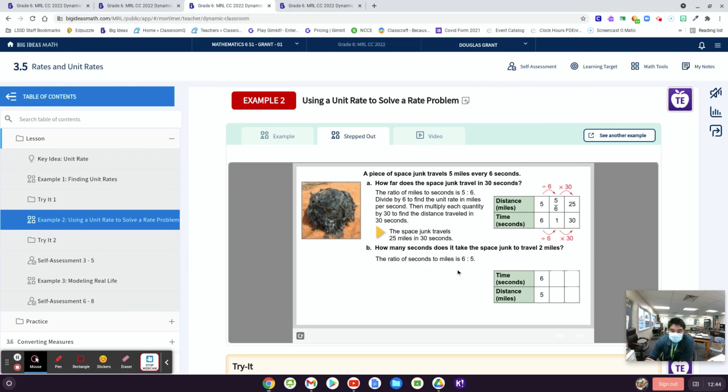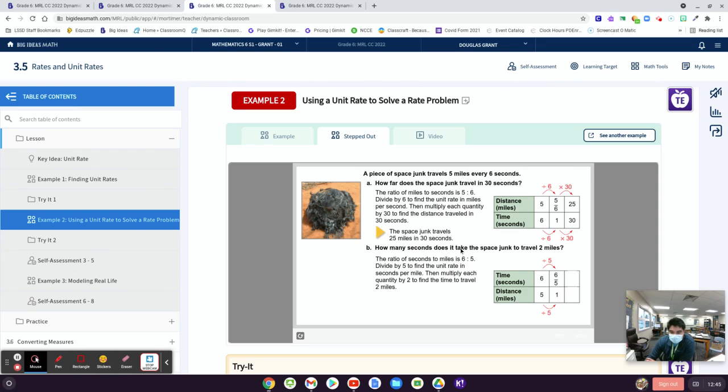Now, what is the unit rate of time to distance? Meaning, how many seconds does it take to go just 1 mile? Well, we're going to divide both of these numbers by 5. So we're going to get 6/5. This is going to become 1. So our unit rate is 6/5 of a second every mile.